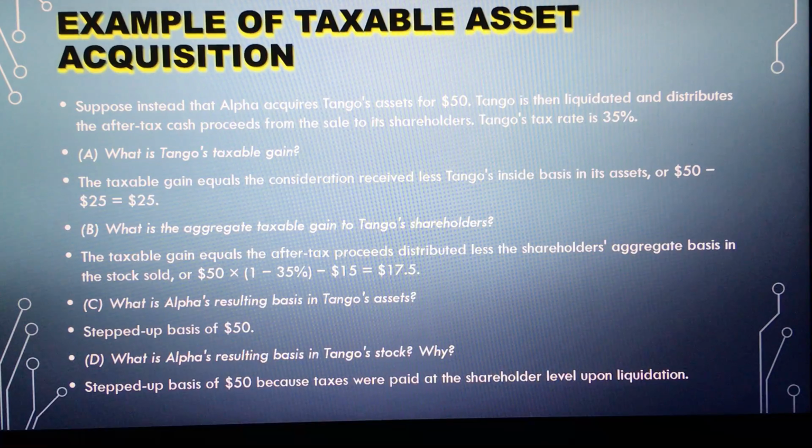What is the aggregate taxable gain to Tango's shareholders? The taxable gain equals the after-tax proceeds distributed less the shareholders' aggregate basis in the stock sold, or $17.5. What is Alpha's resulting basis in Tango's assets? Stepped-up basis of $50. What is Alpha's resulting basis in Tango's stock? Stepped-up basis of $50 because taxes were paid at the shareholder level upon liquidation.